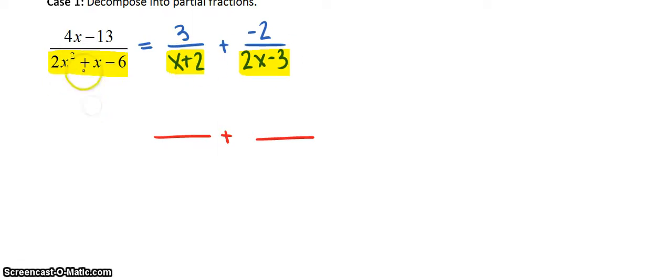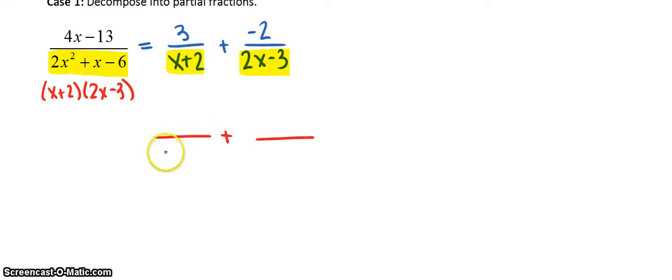So if you don't believe me, go ahead and factor this polynomial. But you should get x plus 2 times 2x minus 3. X times 2x gives me 2x squared. Outers and inners give me x. 2 times negative 3 gives me negative 6. Okay, so these denominators are just the linear factors of this polynomial here.